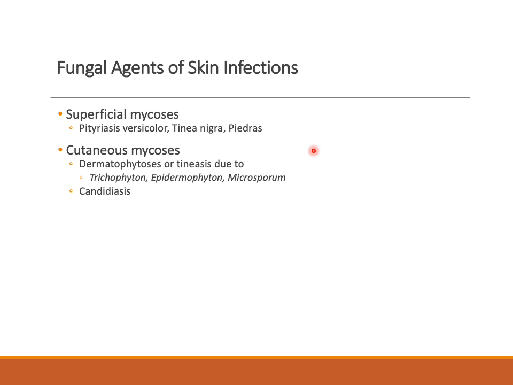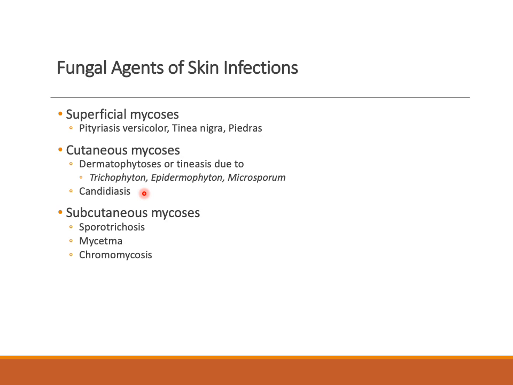So the etiologic agents of this group belong to the dermatophyte group. The disease is also referred to as tiniasis. Remember the three genera of dermatophytes: the Microsporum, the Trichophyton, and the Epidermophyton. And then, part of the cutaneous mycosis, if you still remember, we have candidiasis.